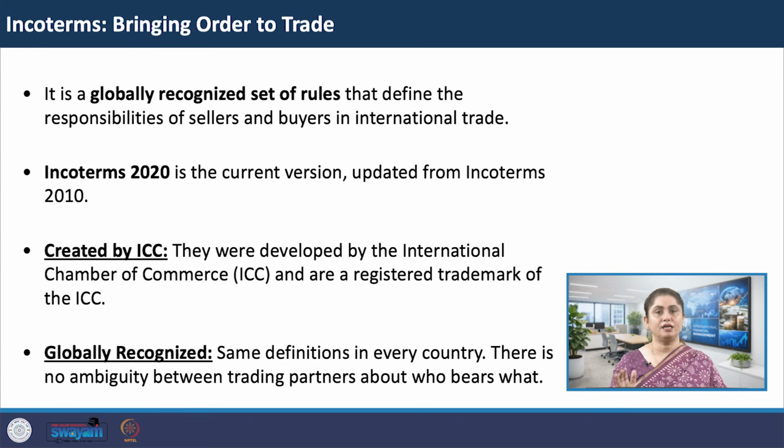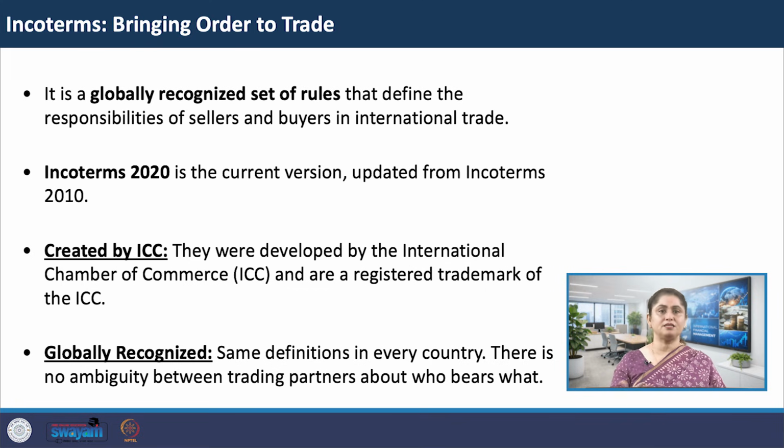Incoterms, that means international commerce terms, are the globally recognized set of rules that define the responsibilities of sellers and buyers in international trade. They are developed by the International Chamber of Commerce, that is the ICC, and are a registered trademark of the ICC. This is important: Incoterms are not law. They are contractual terms. When both parties agree to use an Incoterm, they are voluntarily binding themselves to its rules.